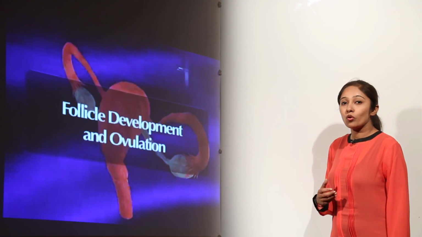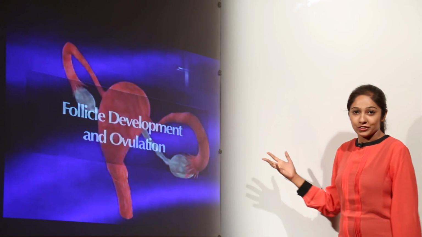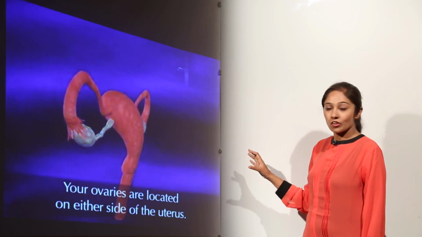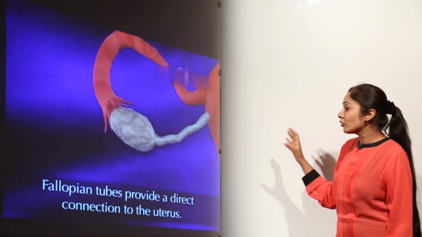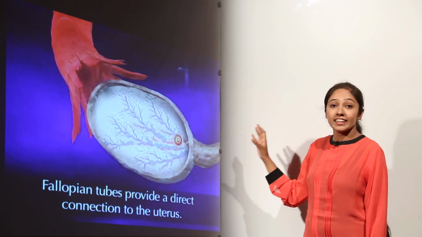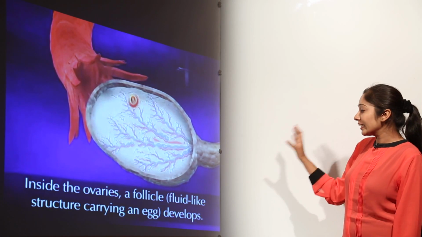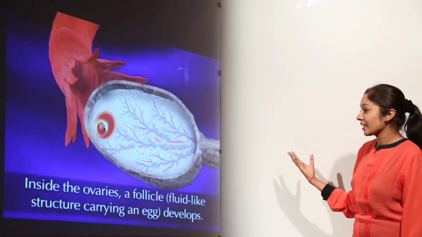Let us have an overview of follicle development and ovulation. As you all know, your ovaries are located on either side of the uterus, and fallopian tubes provide a direct connection to the uterus. Inside the ovaries, a follicle, a fluid-like structure carrying an egg, develops.